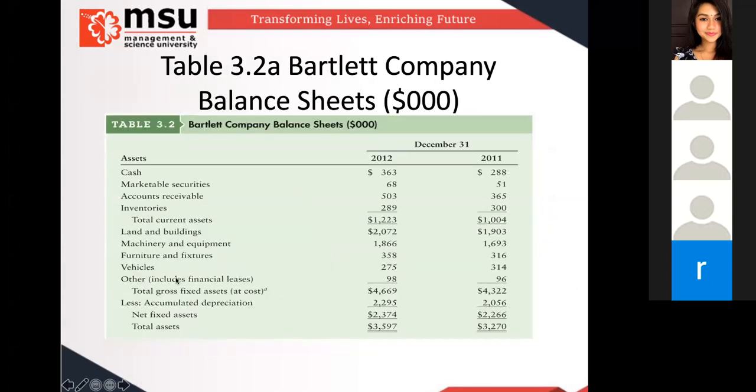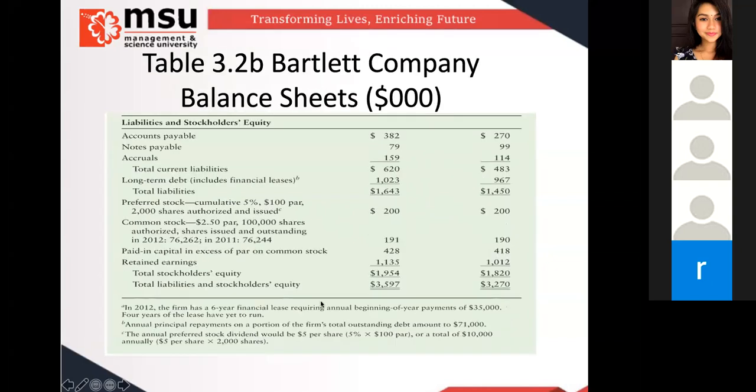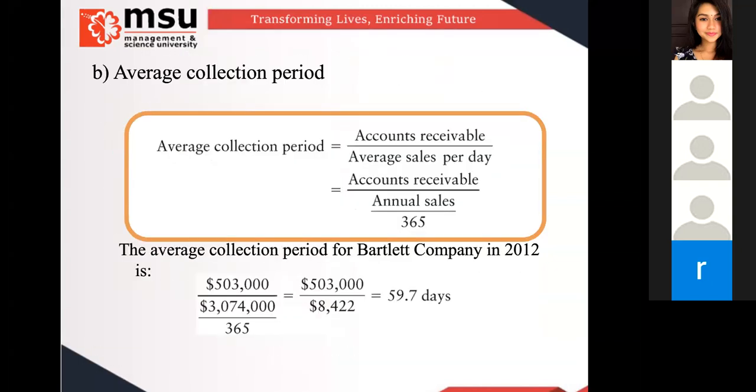Okay, let us look at the balance sheet. Is it here? Yes, ma'am. Okay, how much is the amount? 503. Okay, 503, so account receivable, yes, you are right. Thank you, Vidya. So it is 503,000, which we divide by average sales per day.